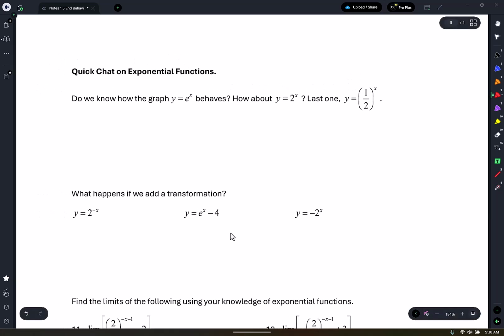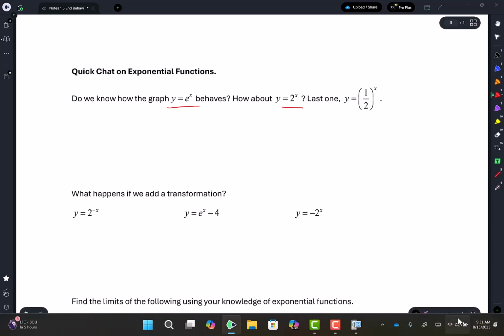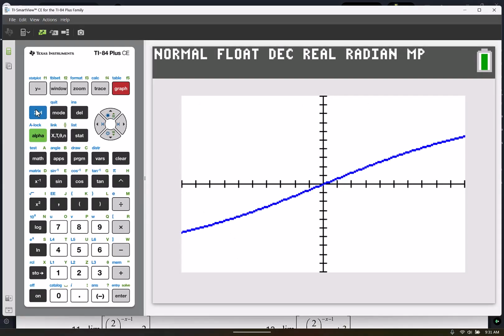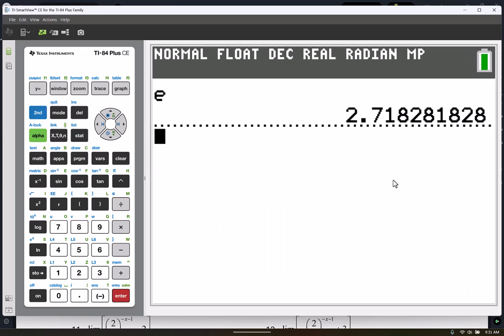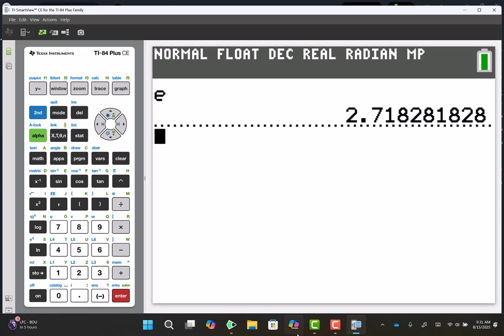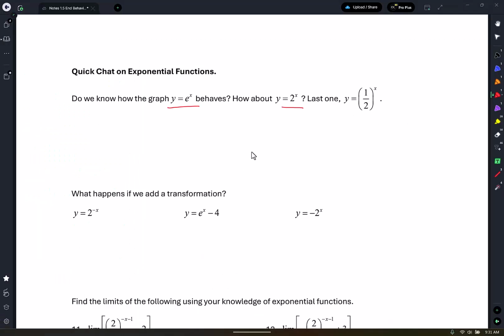Okay, here we go. Do we know the graph of y equals e to the x? Y equals 2 to the x. Both of these behave similarly. E to the x, what's e to the x? What's the value of e? 2.69 or 2.71? Look, here it is. Second e, enter. 2.71, 2.72. So that's what e is. So both of these are going to look like this.